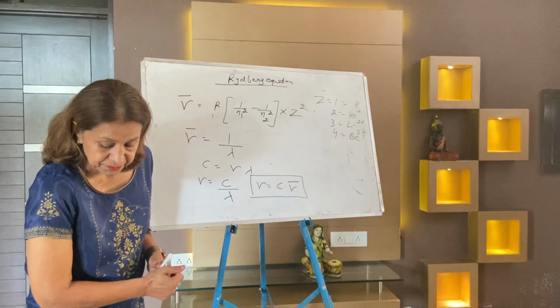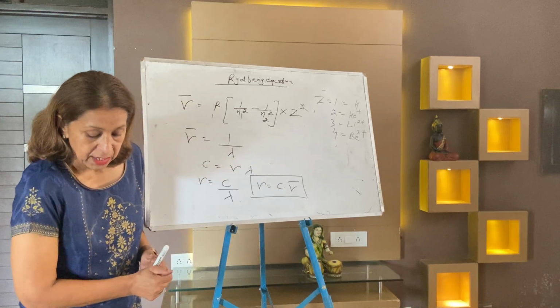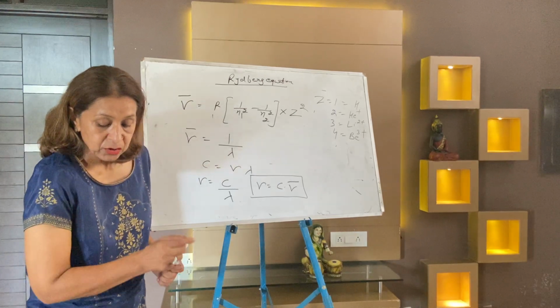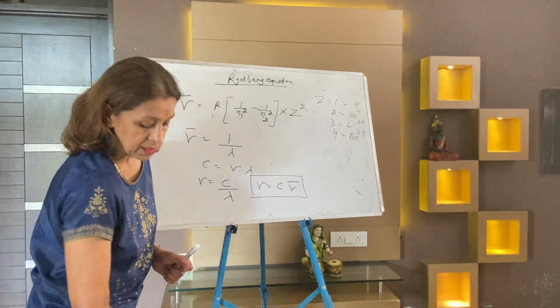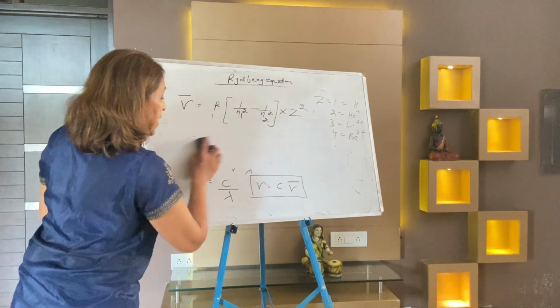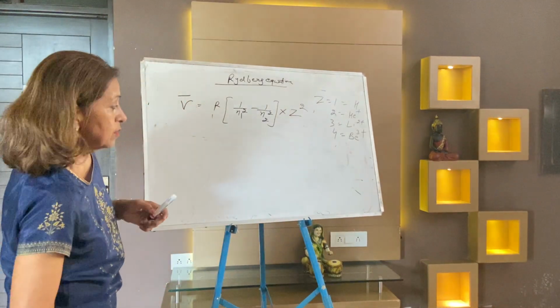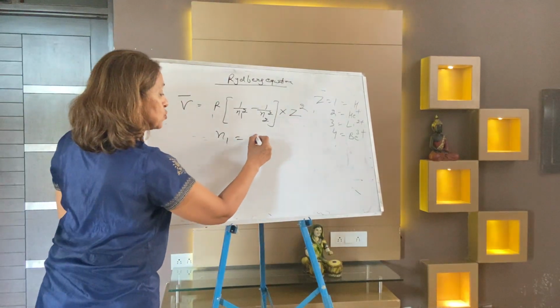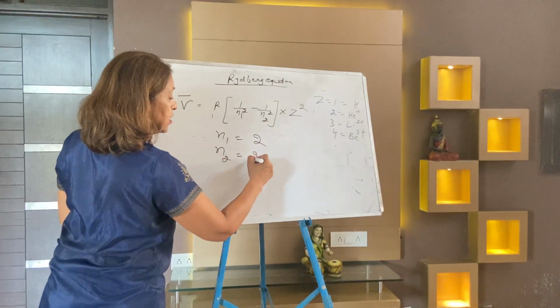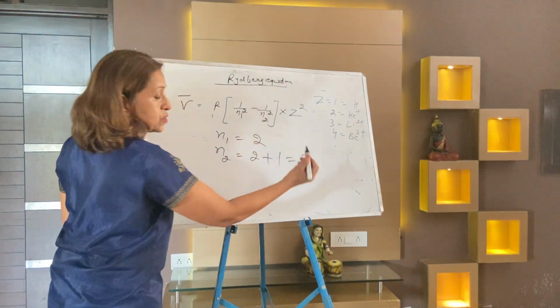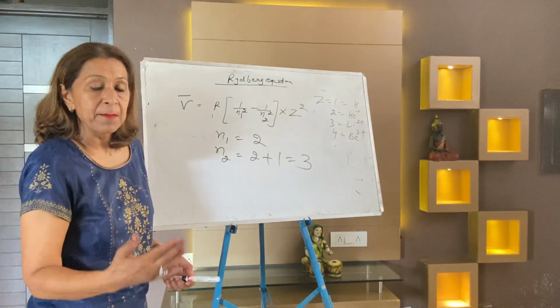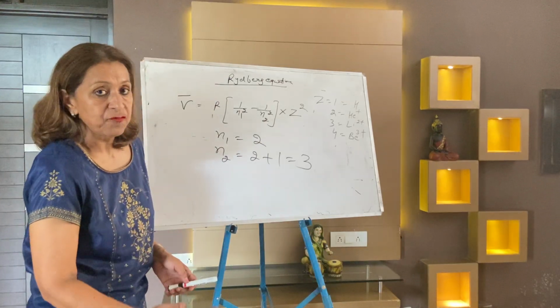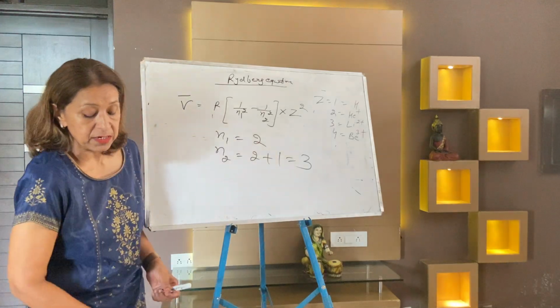Next question is: calculate the wavelength of the first line of the Balmer series. First line of the Balmer series. So for the Balmer series, N1 is 2, first line is this, so N2 is 3. It's a very simple question regarding calculation of the wave number, wavelength and frequency of the various lines.